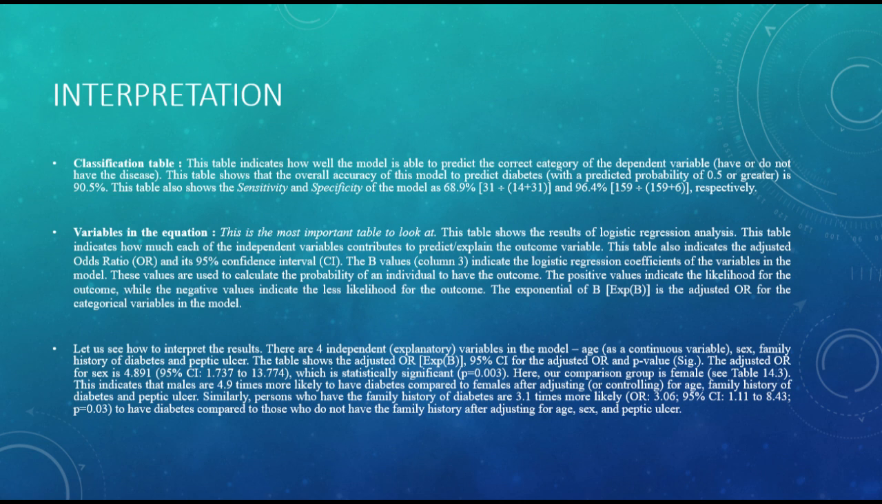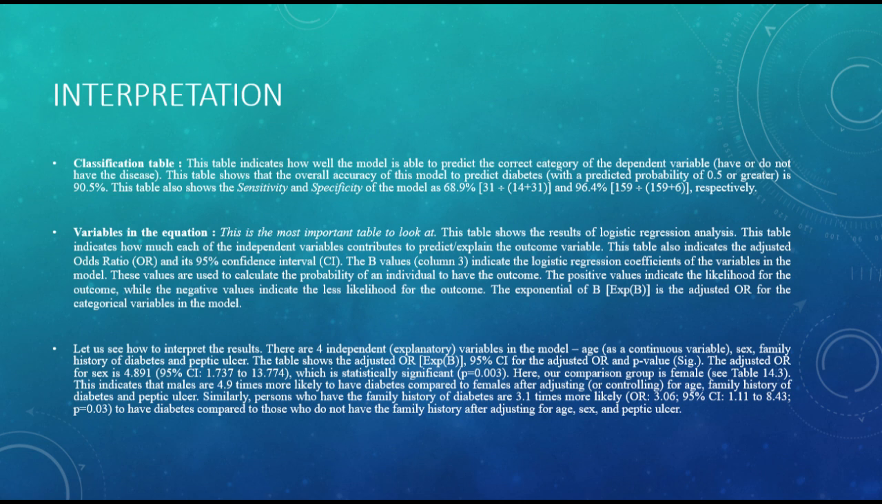There are 4 independent, explanatory variables in the model: age, as a continuous variable, sex, family history of diabetes, and peptic ulcer. The table shows the adjusted OR, Exp(B), 95% CI for the adjusted OR, and p-value, Sig. The adjusted OR for sex is 4.891, 95% CI 1.737 to 13.774, which is statistically significant, P equals 0.003.